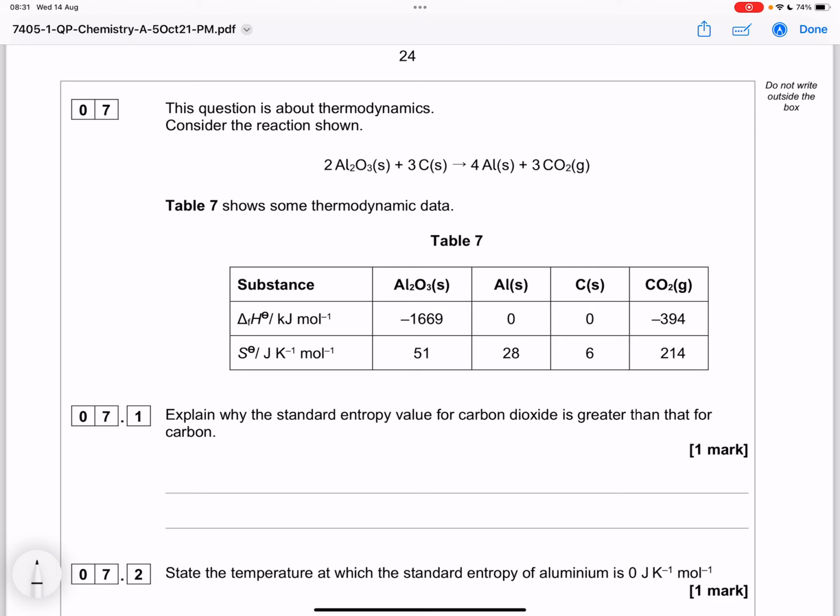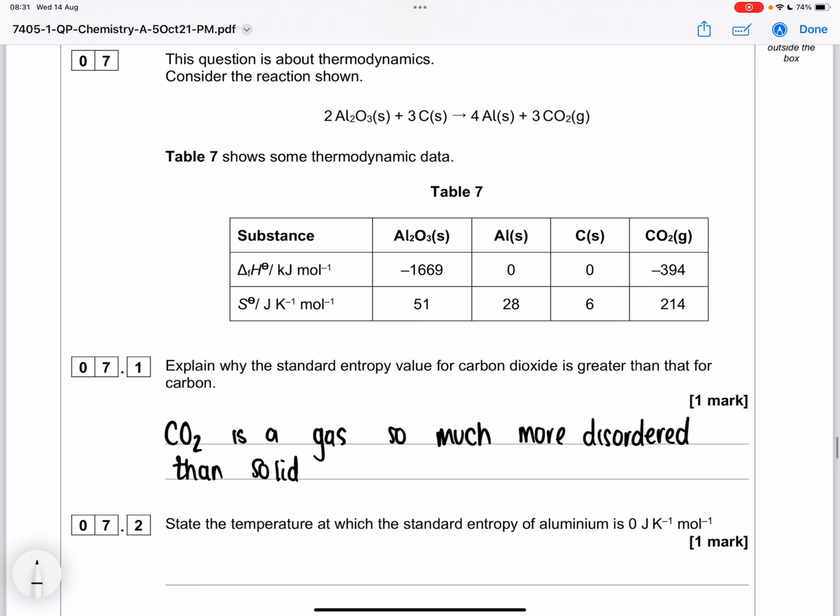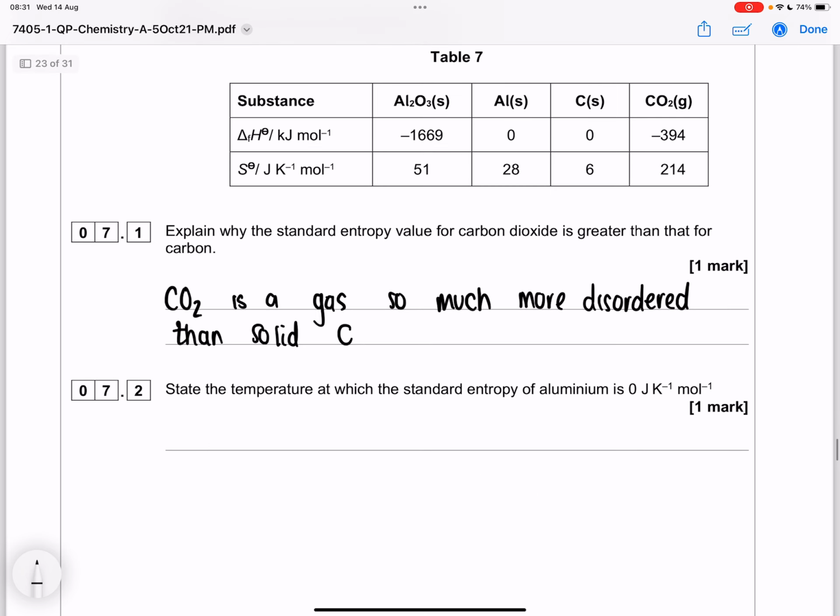So remember that entropy value is a measure of disorder. Carbon dioxide is a gas, so much more disordered than solid carbon, which we know is arranged in those nice layers.